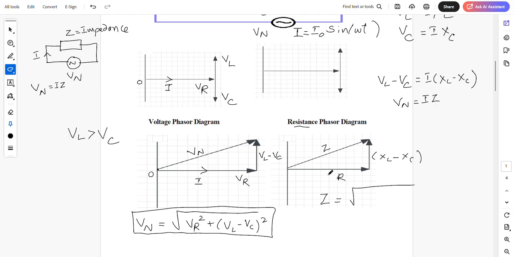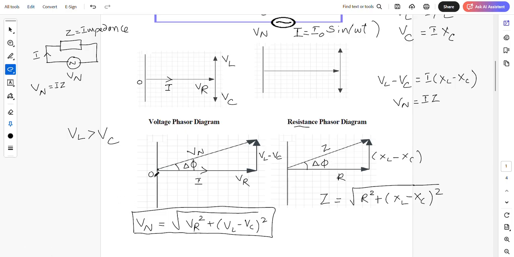I can use the Pythagoras theorem. Z square is equal to the square on the hypotenuse, which is equal to the sum of the squares on the other two sides. Z is equal to square root of R square plus (XL minus XC) whole square. Right, now this is the angle delta phi, and this is the angle delta phi.